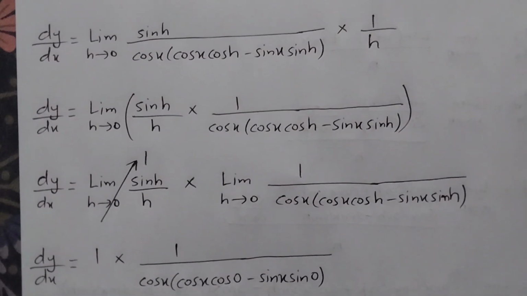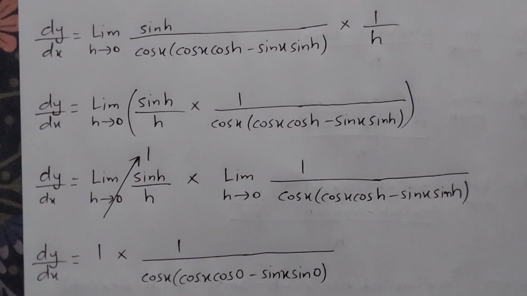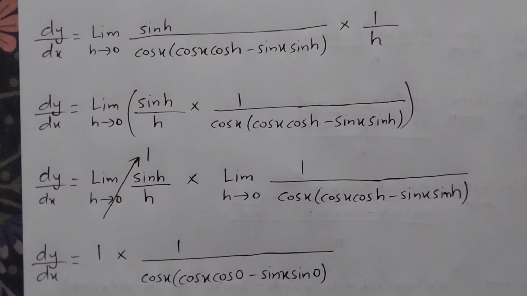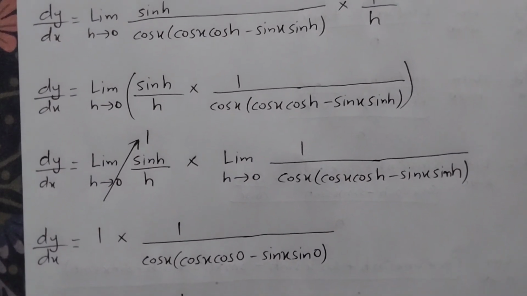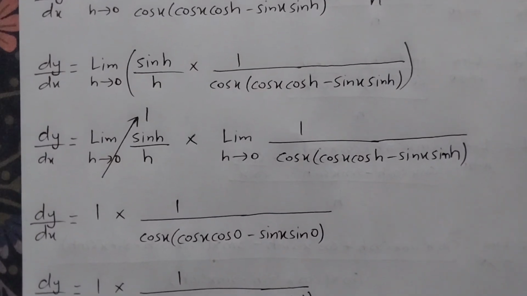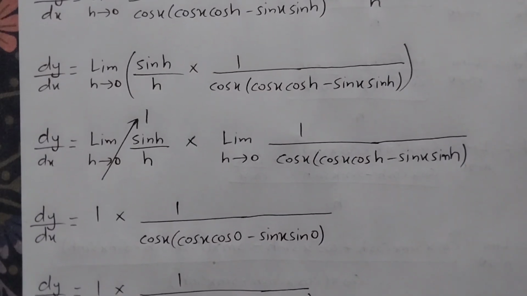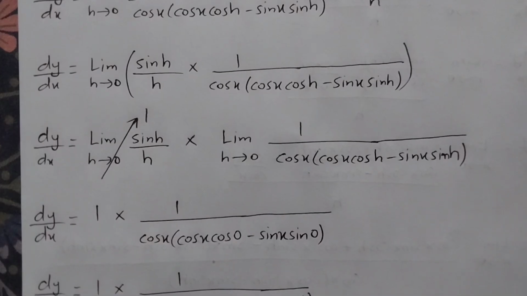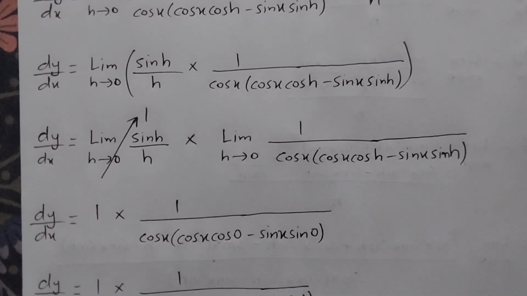There's a property of limits that if you are taking a limit of a product of two expressions, it is basically equal to the product of the limits of those functions separately. So this will become limit h approaches 0 of sin h over h into limit h approaches 0 of 1 over cos x cos x cos h minus sin x sin h. So the first limit is basically equal to 1, and I have proved this in another video, that when the variable approaches 0, sine of that variable divided by that variable simply approaches 1.